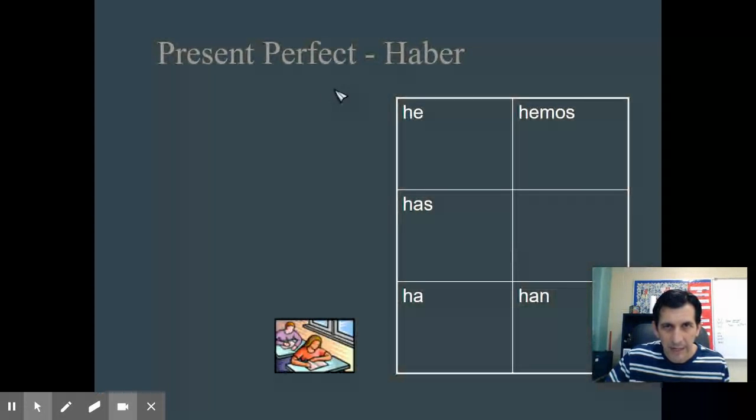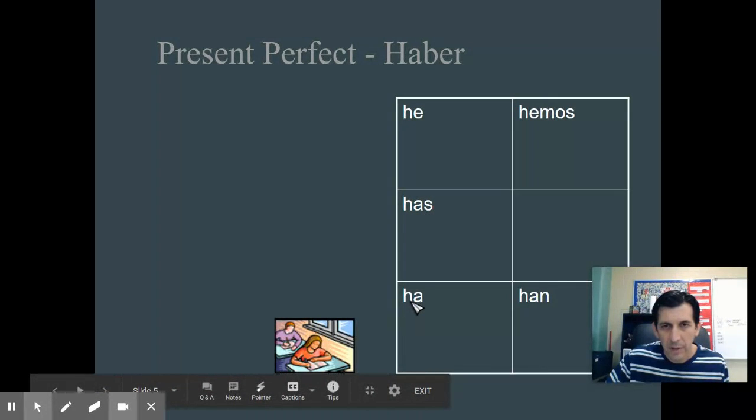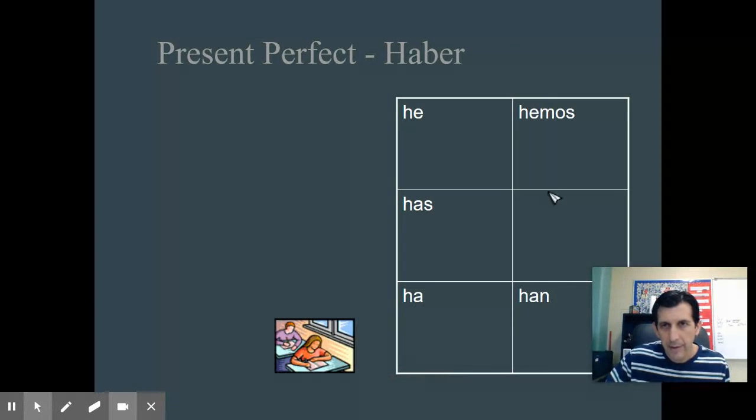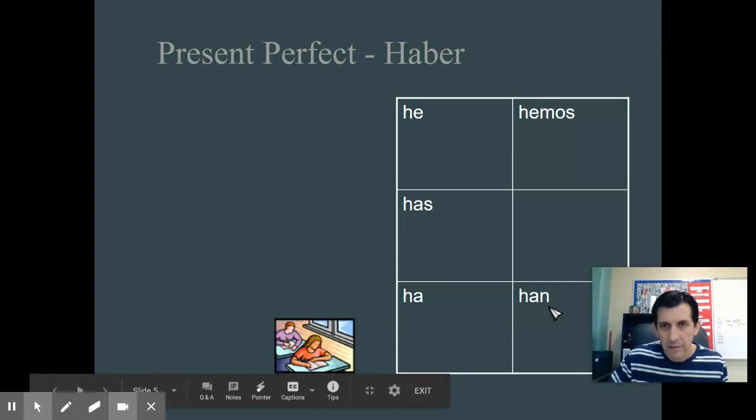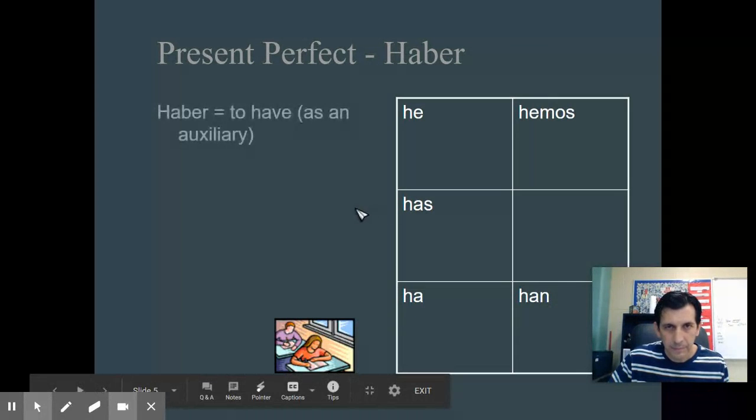Okay, so we take the verb haber first. We do have to conjugate that. We have 5 different ways to conjugate it. So for yo, I would say yo he. For tú, it would be tú has. For he has or she has or you have formal, él ha. For we have, nosotros hemos. For they have, it's ellos han. For you all have, it's ustedes han.